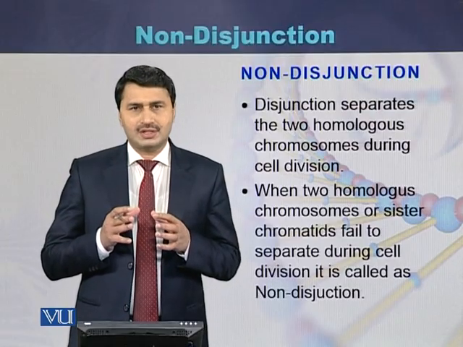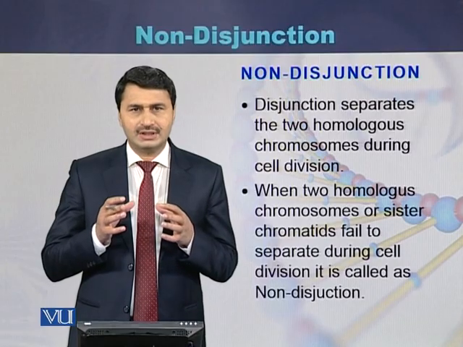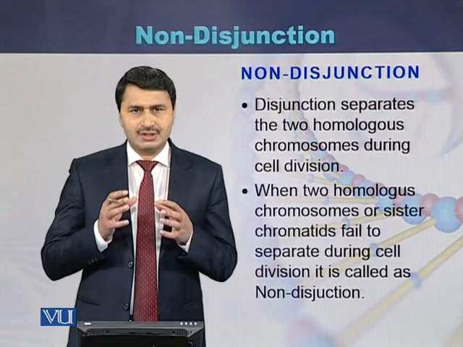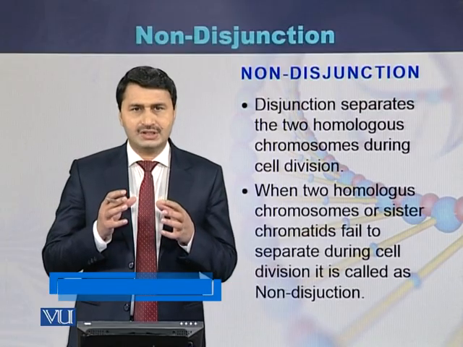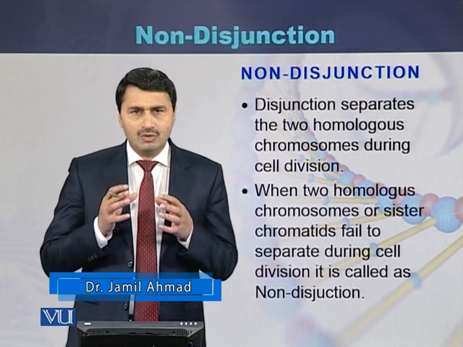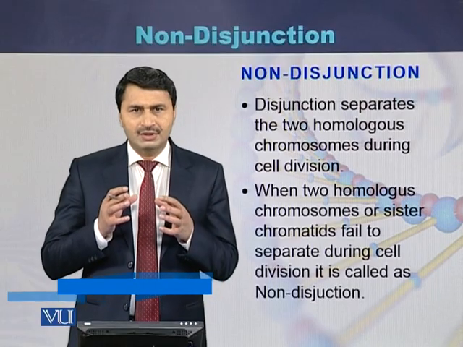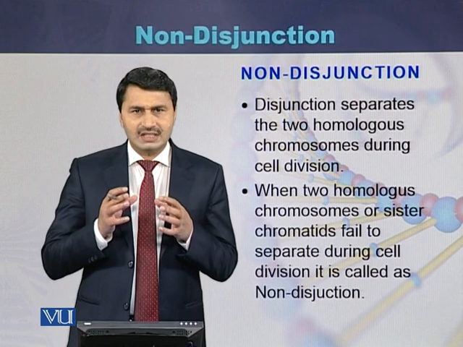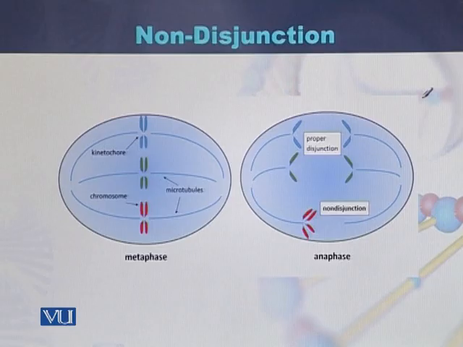Disjunction is a process by which homologous chromosomes separate from each other. In mitosis, it is the process where the sister chromatids separate from each other. On the other hand, if the homologous chromosomes or the sister chromatids fail to segregate from each other, such a phenomenon is called non-disjunction.